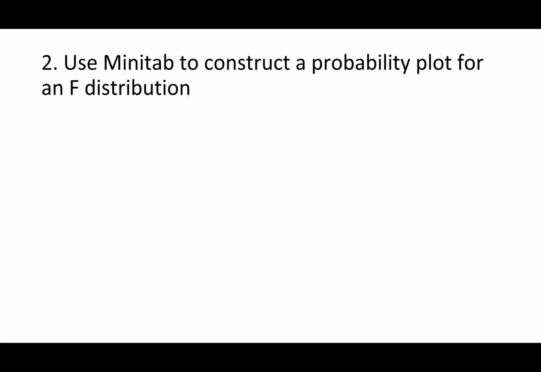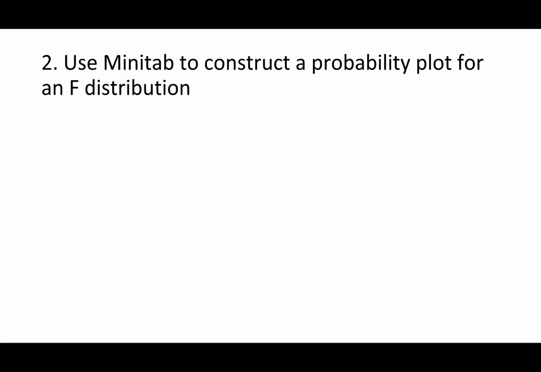The second learning objective is to use Minitab to construct a probability plot for an F distribution. When we compared 2 means, we used a T distribution. For 2 proportions, we used a Z distribution. Now, when conducting an ANOVA, we're going to use an F distribution. Like the T distribution, the F distribution varies depending on degrees of freedom.